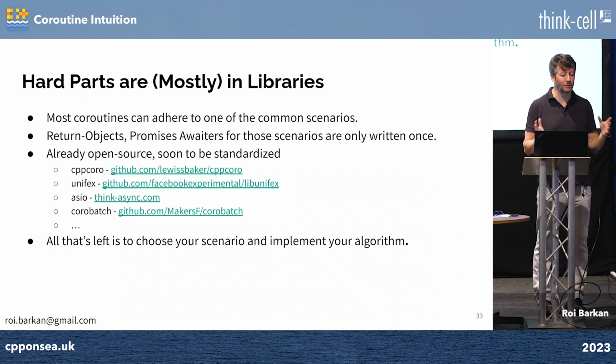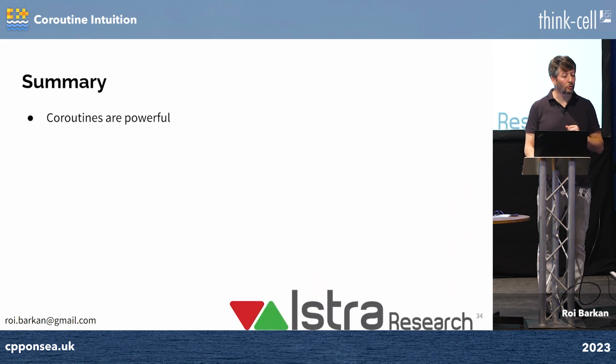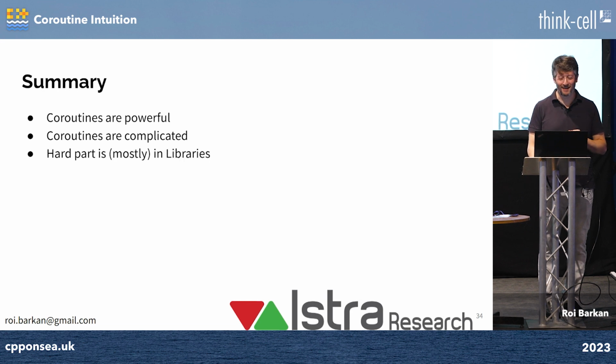And all we need to do is just choose the scenario that we are in, if we are in one of the scenarios, and just implement our own algorithm using those libraries. Okay? So coroutines are powerful, they're complicated, but the hard part is mostly in the libraries.